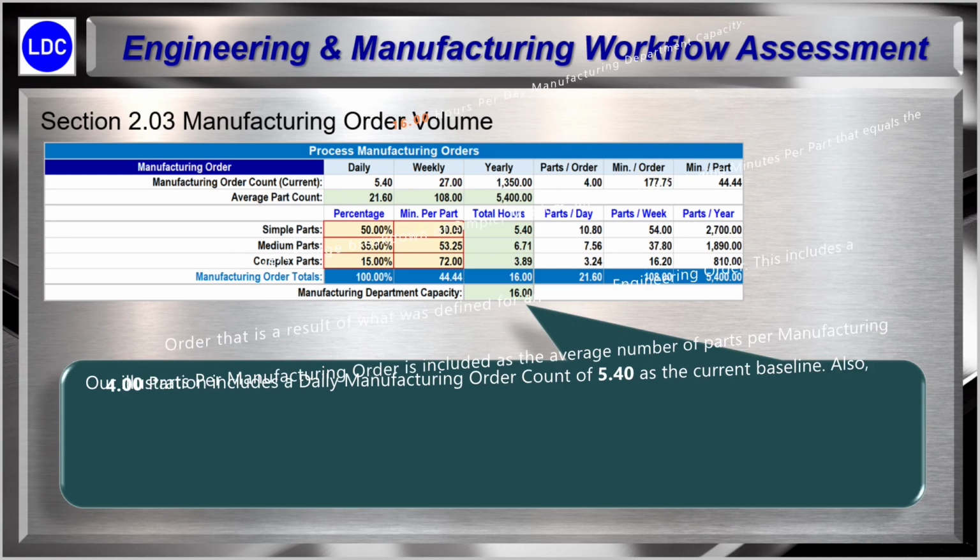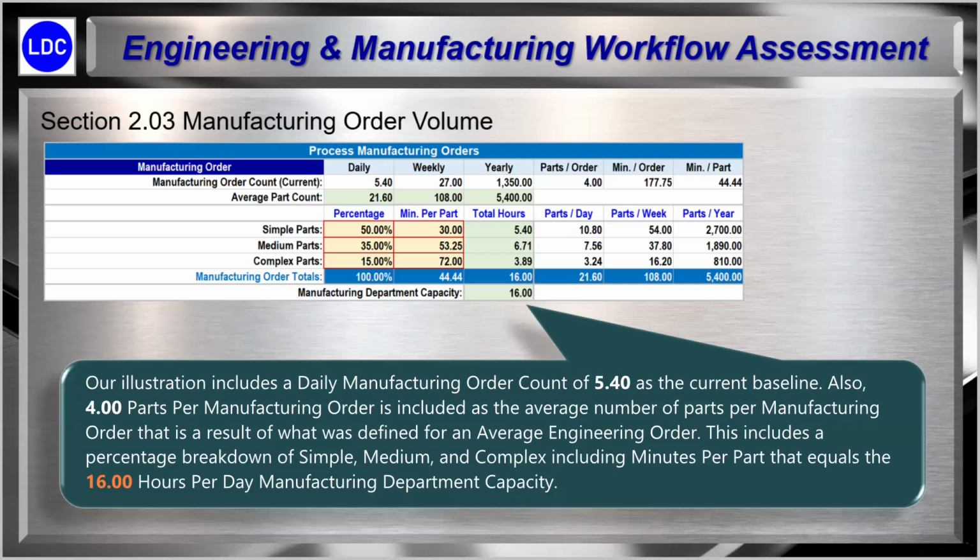Our illustration includes a daily manufacturing order count of 5.40 as the current baseline. Also, 4.00 parts per manufacturing order is included as the average number of parts per manufacturing order that is a result of what was defined for an average engineering order. This includes a percentage breakdown of simple, medium, and complex including minutes per part that equals the 16.00 hours per day manufacturing department capacity.